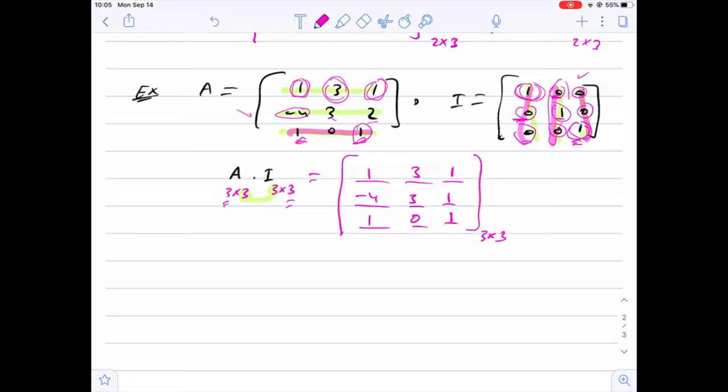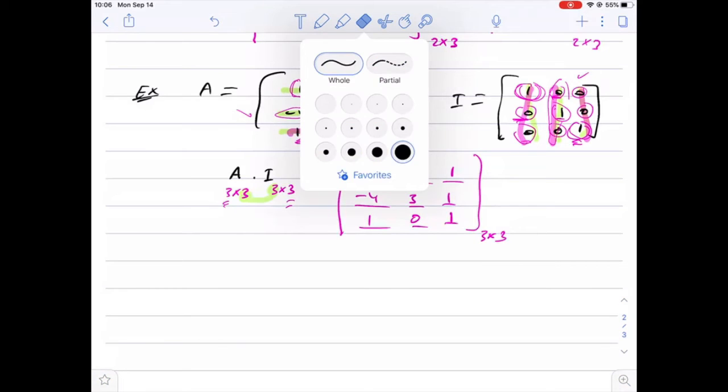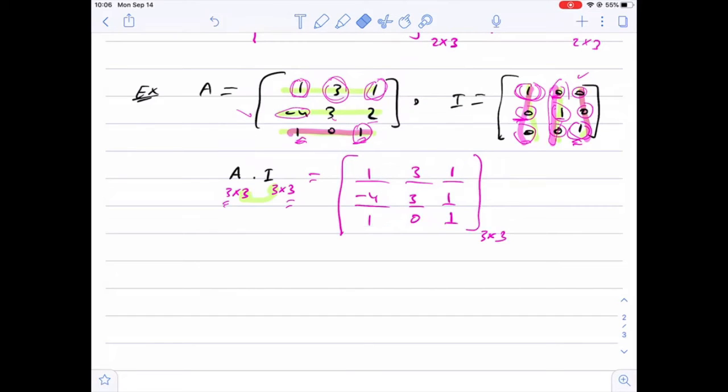Now if we look at this matrix, this is the same as our original matrix. So this is the same as the matrix A. So we got the matrix A. So that means the matrix I worked as an identity. It does not change anything. So when we multiply a matrix A by the identity, then that will not affect the multiplication.